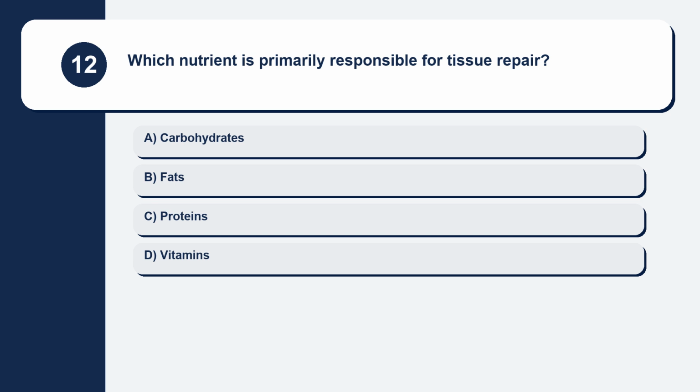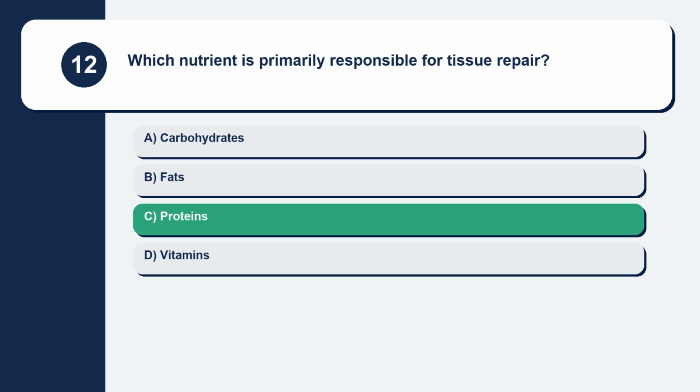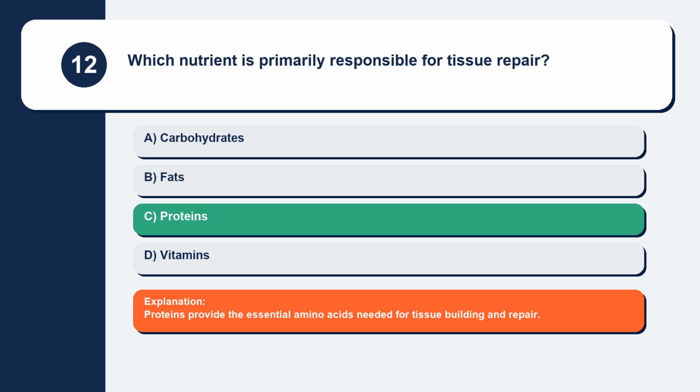Question 12. Which nutrient is primarily responsible for tissue repair? Carbohydrates, fats, proteins, vitamins. Proteins provide the essential amino acids needed for tissue building and repair.